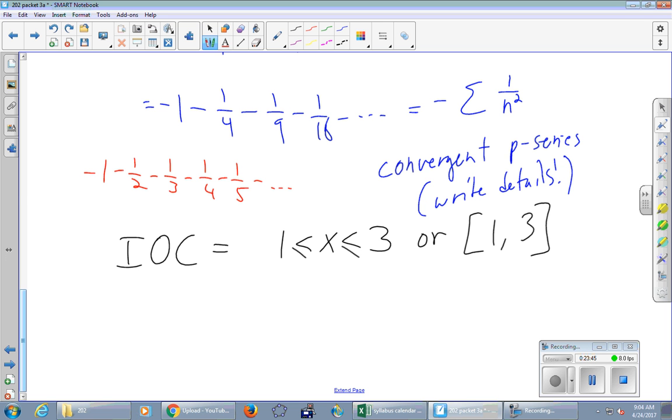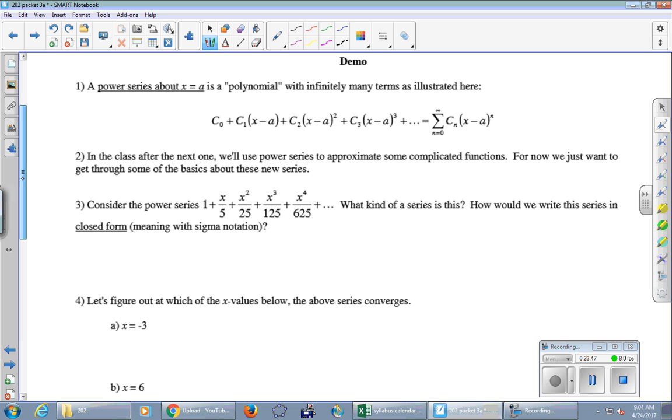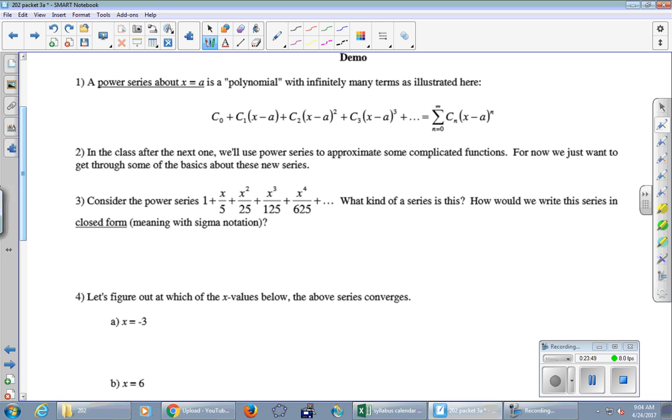All right, so we skipped this definition here. We'll just read it real quick. A power series about x equals a is a polynomial with infinitely many terms, as illustrated here. So it's just a number plus a number times x minus a plus a number times x minus a squared plus etc. How much was a in the example that we just did? 2. Right? It was x minus 2 in all of them. And then we just had all these numbers and then all those powers.